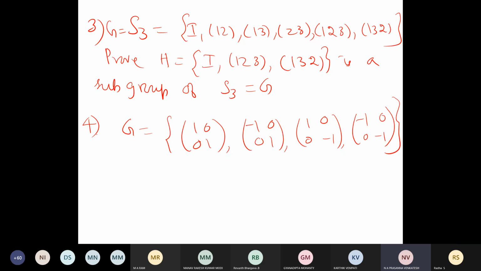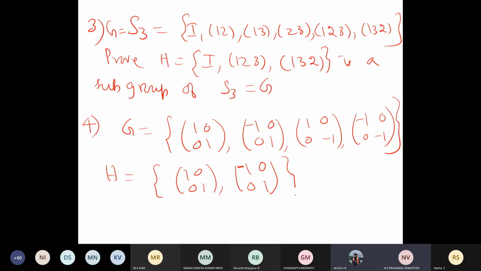No idea. Ma'am, [[1,0],[0,1]] and [[-1,0],[0,-1]]. The subgroup, yes.